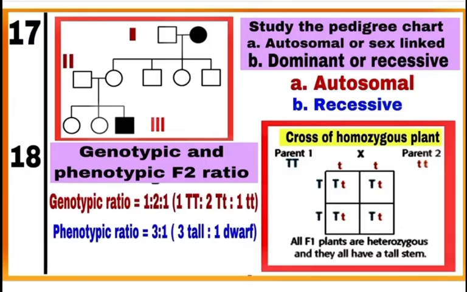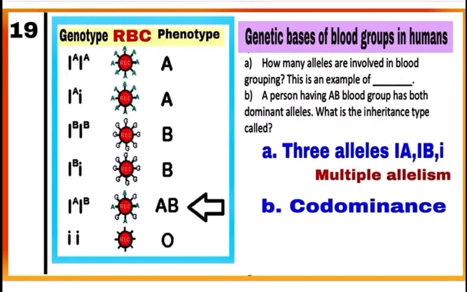18th picture. Given here is a cross of homozygous plant. You have to tell genotypic and phenotypic ratio of F2 generation. As it is a monohybrid cross, the genotypic ratio of F2 generation will be 1:2:1. 1 capital T, 2 capital T small t and 1 small t. And phenotypic ratio will be 3:1, where 3 are tall and 1 is dwarf.